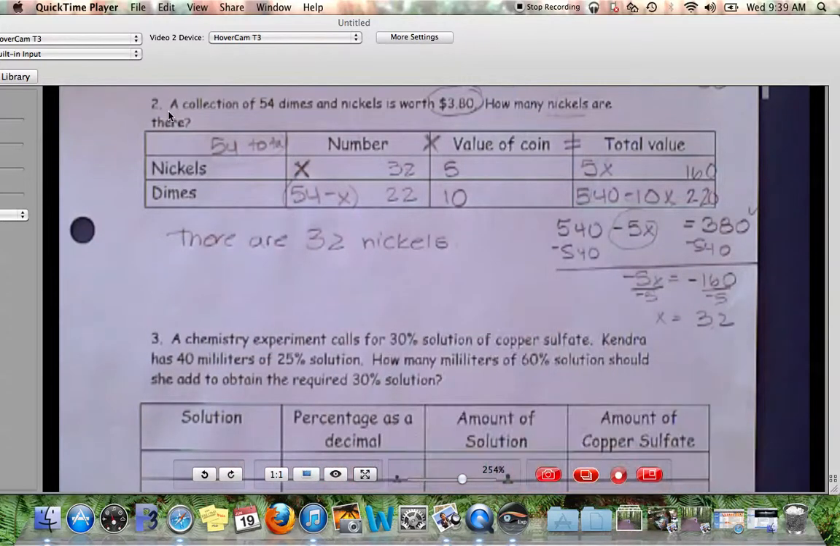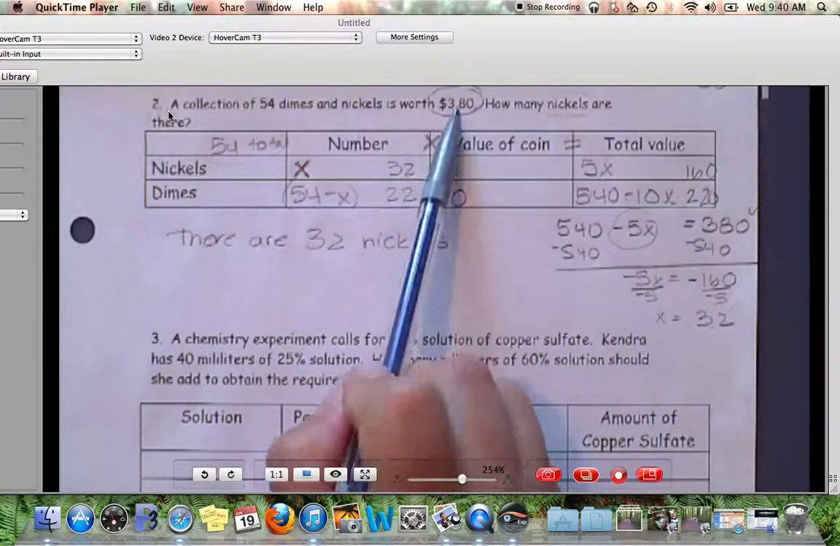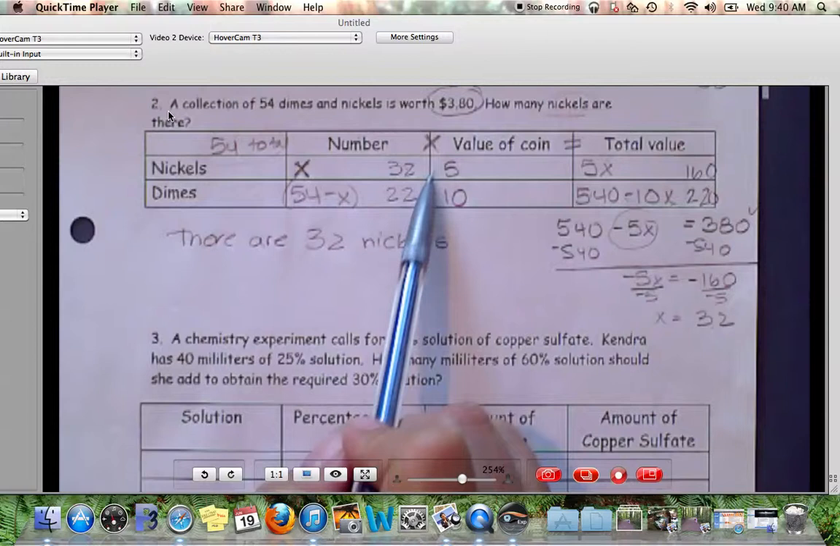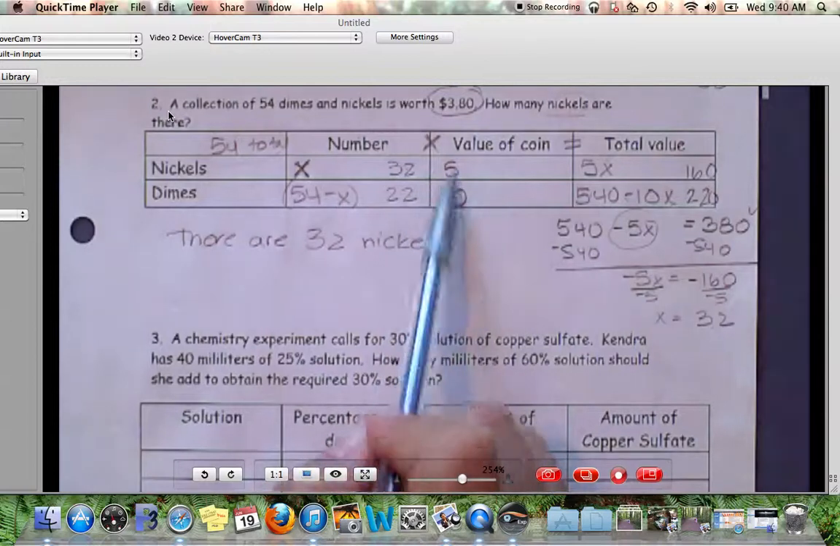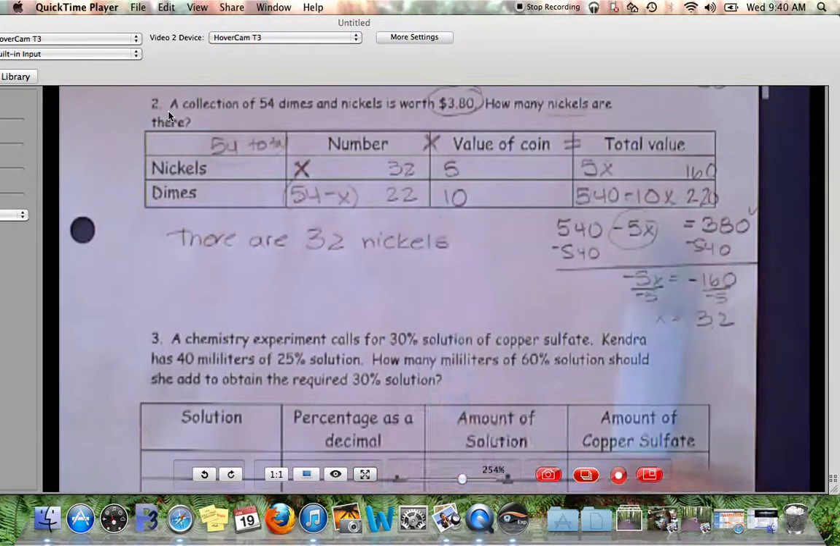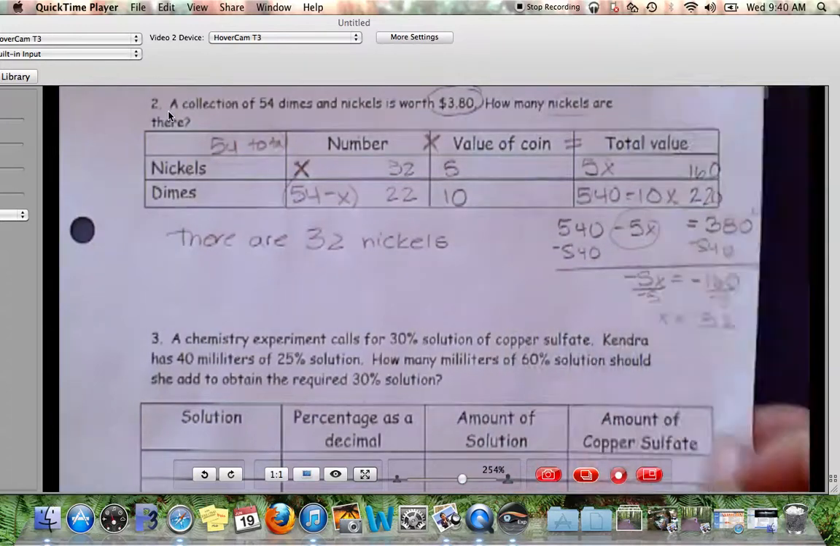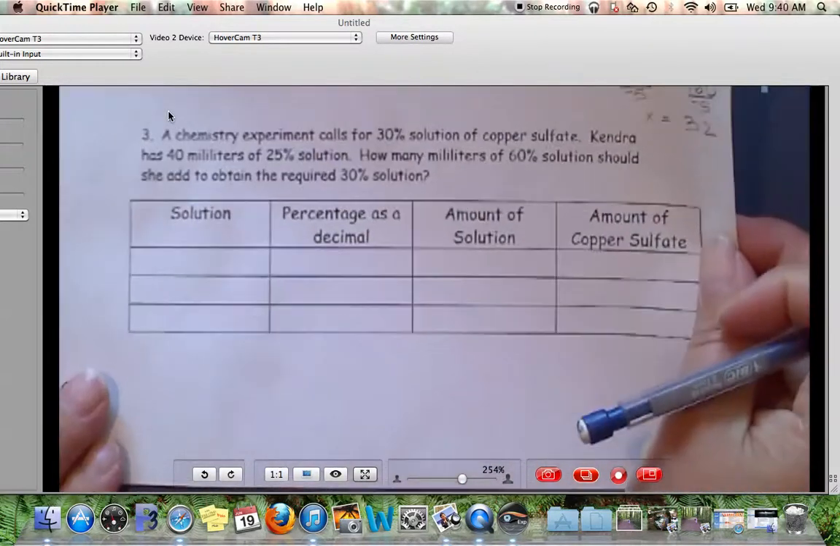So those are your cost and value problems. The biggest thing you need to be careful of is the decimals. If you decide you're going to use 0.05 and 0.10 and you're going to keep the decimals, then you can use 3.8. But I really think this is probably the easier way to do this. There are fewer mistakes dealing with the decimals.